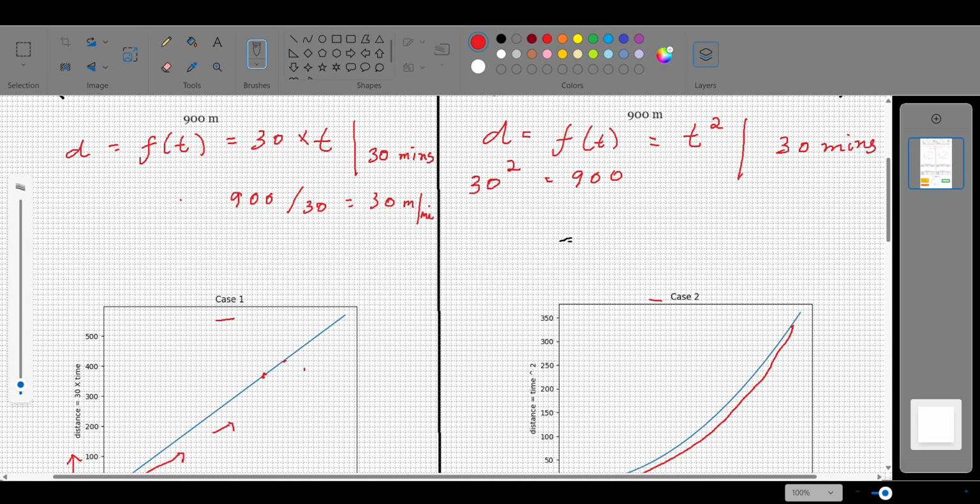So you could say that student 1 between 0 to 15 minutes walks 30 times 15, which is 450 meters. And similarly, between the 15th and 30th minute, he walks 450 meters again. Now let's have a look at student number 2. Between the 0th and 15th minute, he walks 15 square, which is 225 meters.